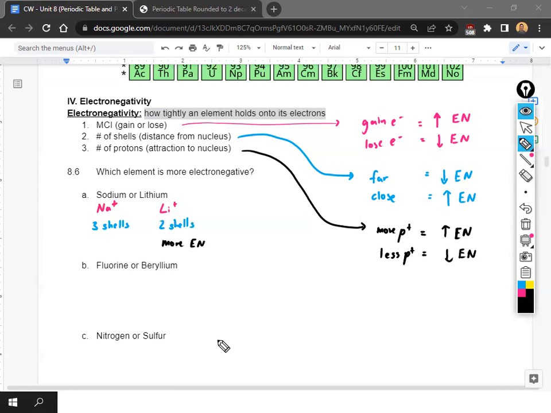Right? Like if you're trying to steal my phone, if my phone is very close to me, it's harder to steal my phone, right? Because it's closer. But if my phone was over there, it's a lot easier to steal my phone because it's further away from me. Okay, same concept. The further something is away from the center, the easier it will be to take, the less electronegative. Okay.